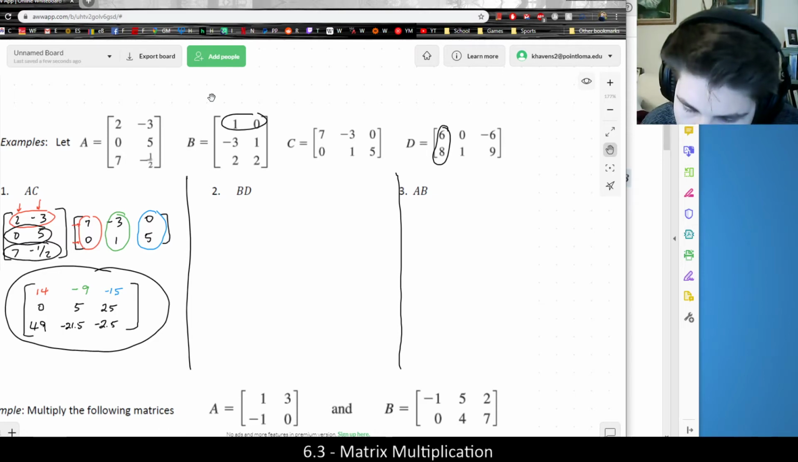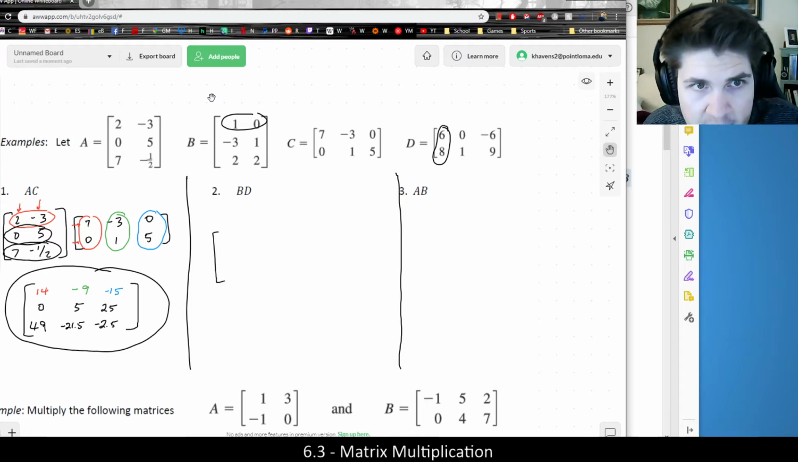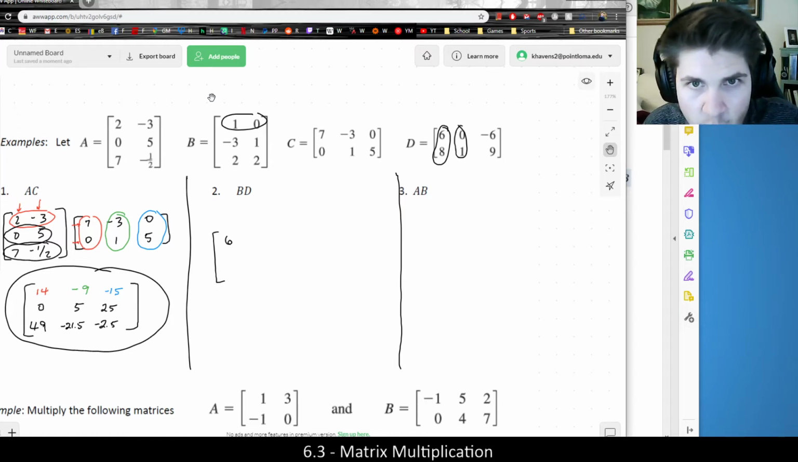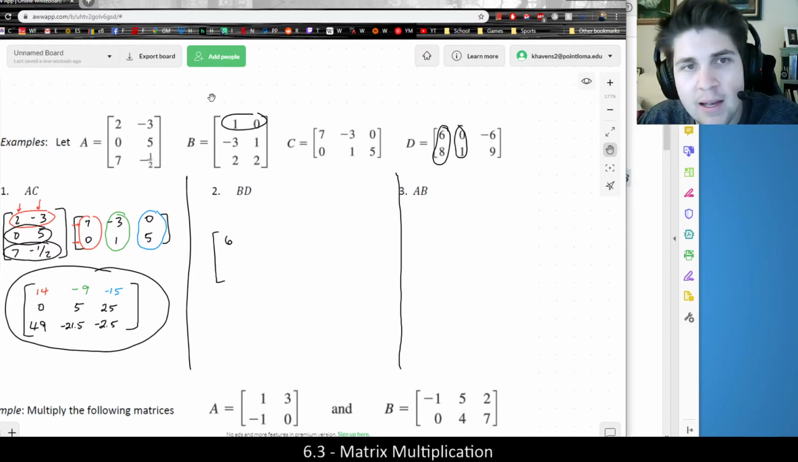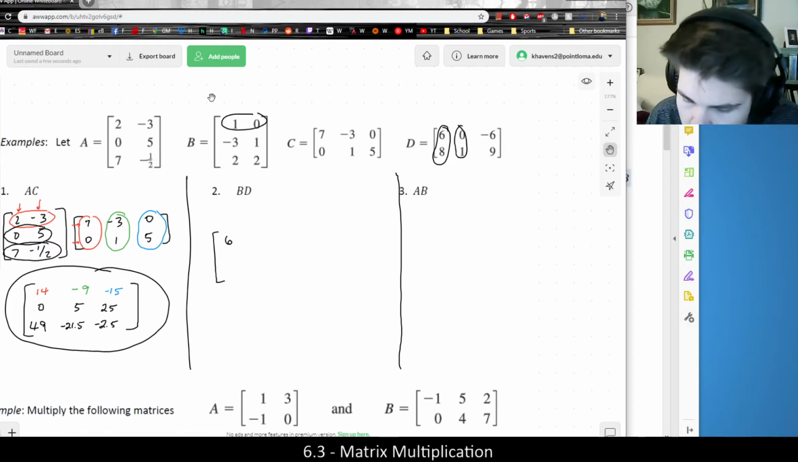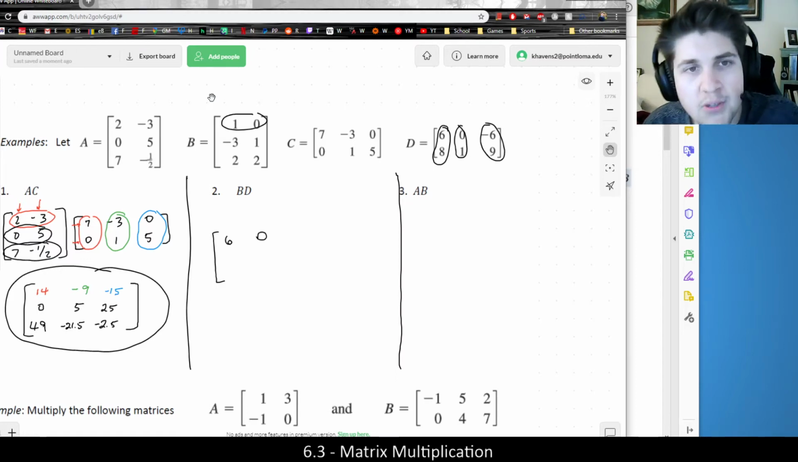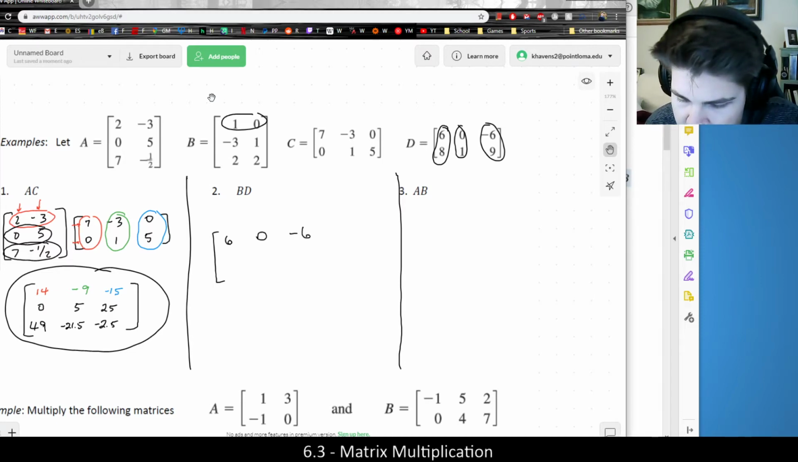And so when I'm going to get my product of B times D, the first inner product will be 1 times 6 plus 0 times 8. And that's, of course, going to be 6 plus 0, which is 6. The second element will be, sorry, not 1 times 0, but the 1, 0 dot product with 0, 1, which would be 0 plus 0 is 0. And then I would have the first row into the third column, which would be 1 times negative 6, which is negative 6, and 0, which is 0. So negative 6 would be the last one.